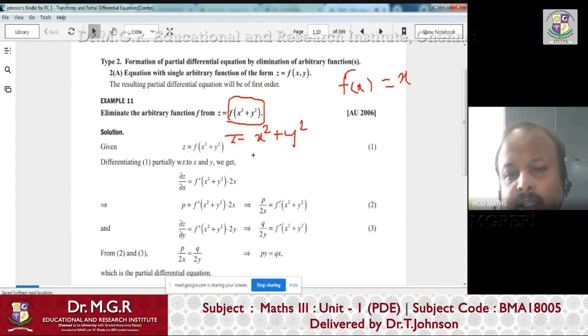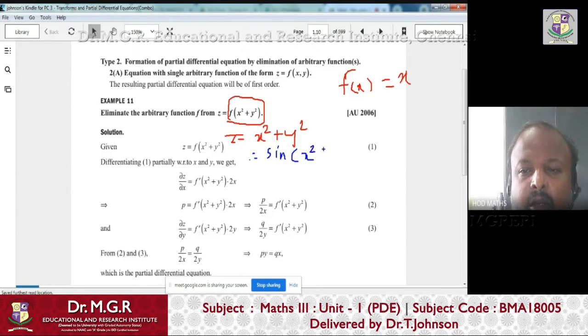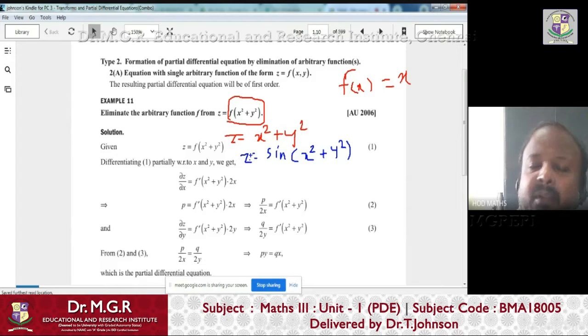Otherwise, I can write sine of x square plus y square. The function may be anything: a constant function, a sine function, a cosine function, or a log function, whatever it may be, but it contains the argument x square plus y square. So z equals sine of x square plus y square, or z equals cos of x square plus y square, or z equals x square plus y square the whole square, or z equals log of x square plus y square. So it may be in any format.